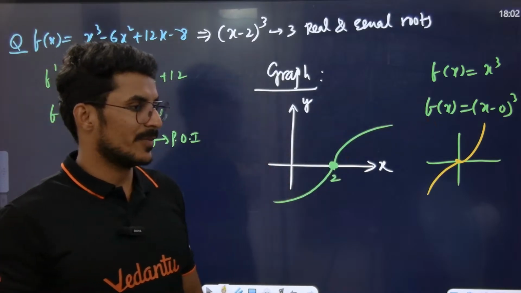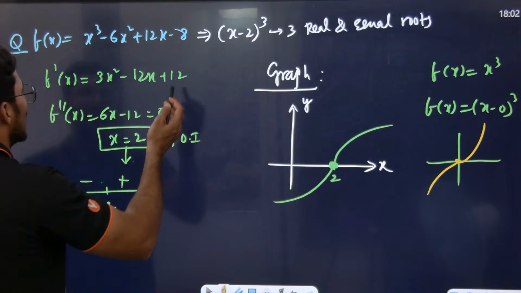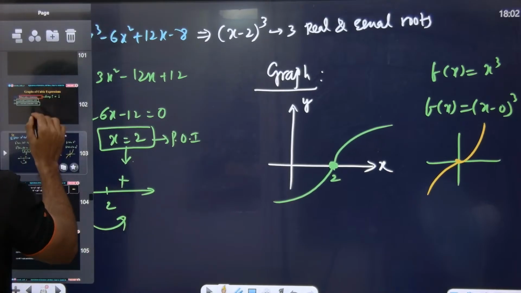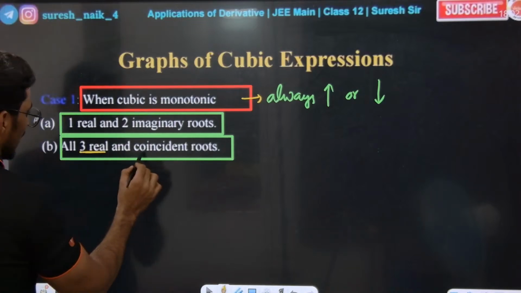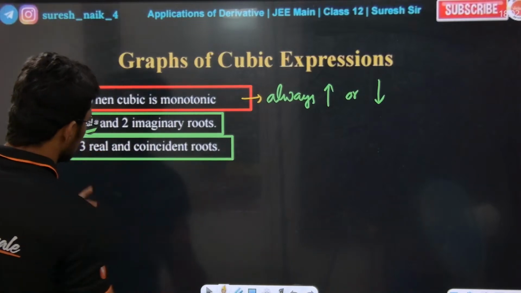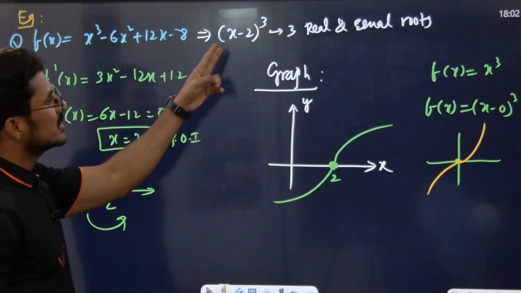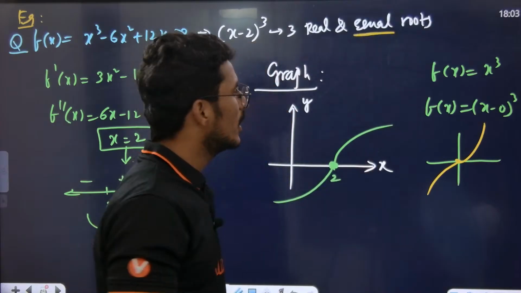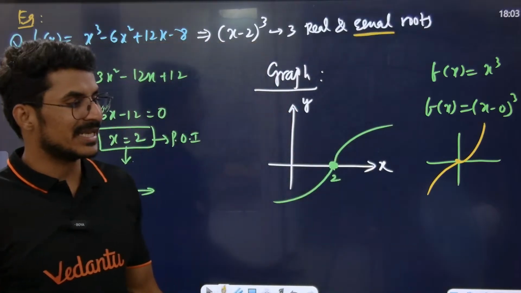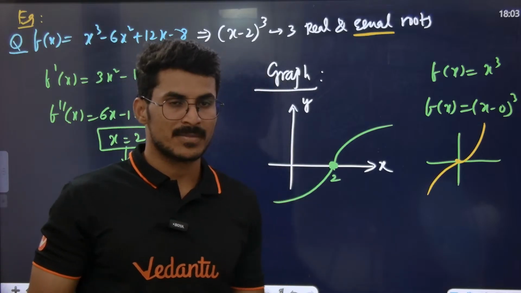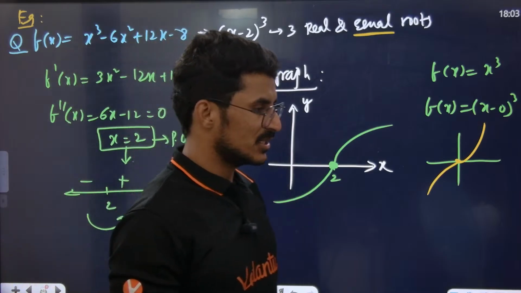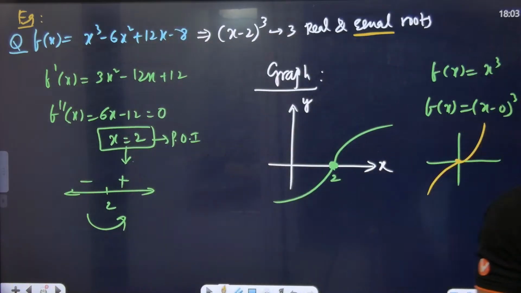Understood? So this is basically the graph. Are you getting the point? This is an example for what? In the 3 real and coincident root. This is an example of 3 real and coincident roots. What is this basically? 3 real and equal roots. You can say coincident. Coincident or equal, both are the same. 3 real and coincident roots or 3 real and equal roots, both are the same. Understood? Yes or no, guys?